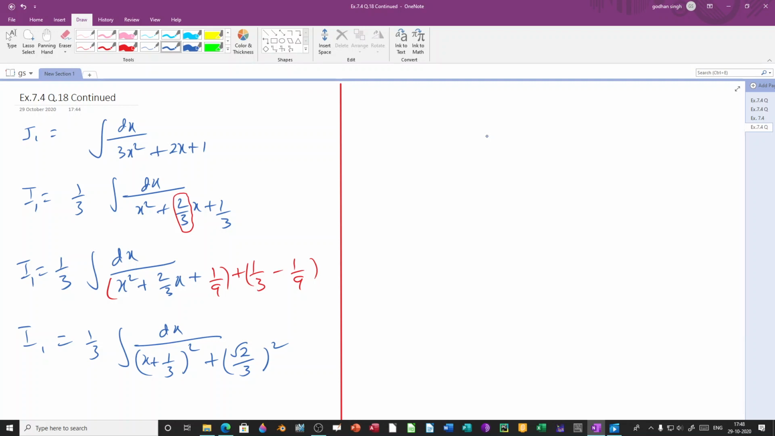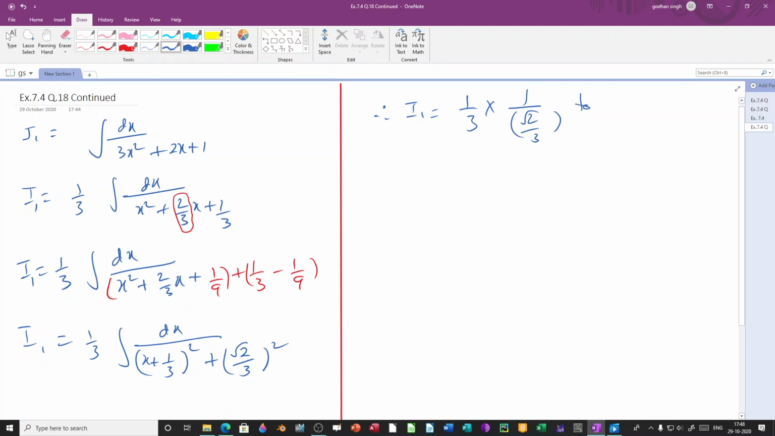So now we can see that the denominator is also written in the form of a sum of perfect squares. If you compare this, we can easily see that it is of the form integration dx by x square plus a square. So we'll integrate I1, and we know the integration of dx by x square plus a square is 1 by a tan inverse x by a plus c. So 1 by 3 is constant. What is our a? A is root 2 by 3.